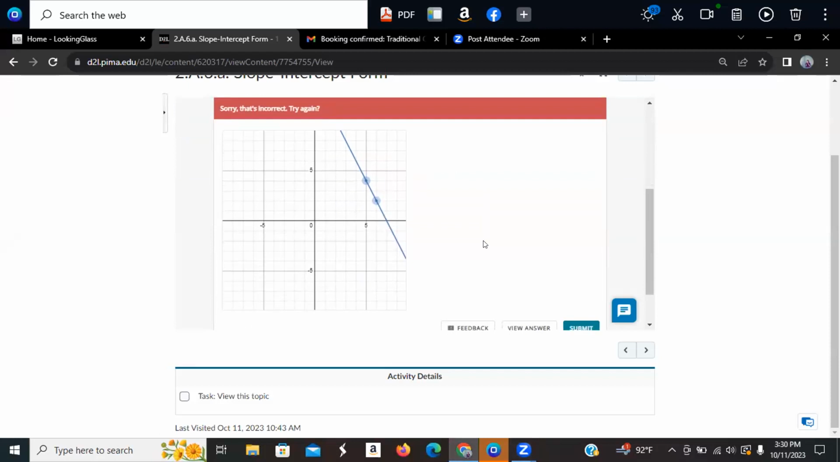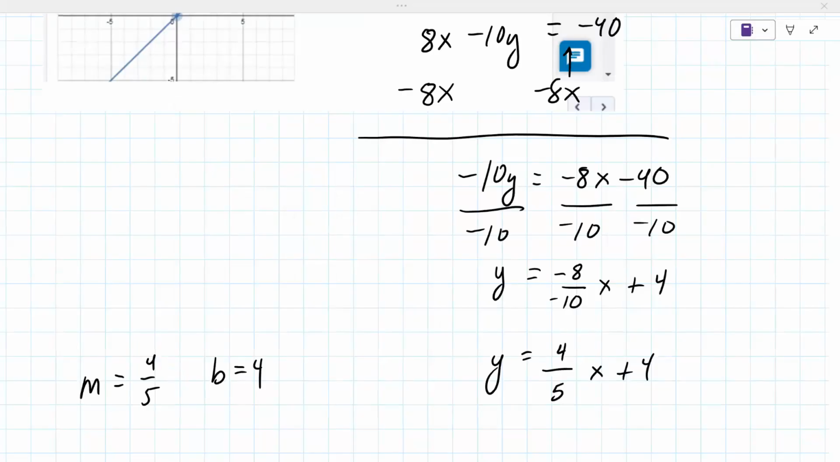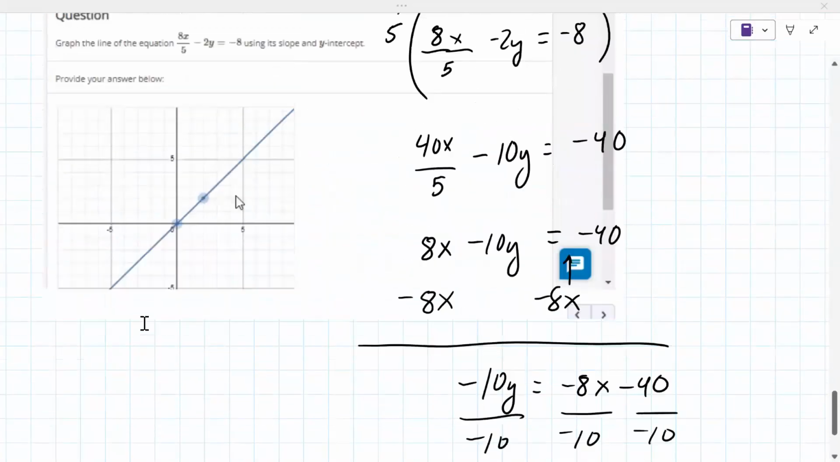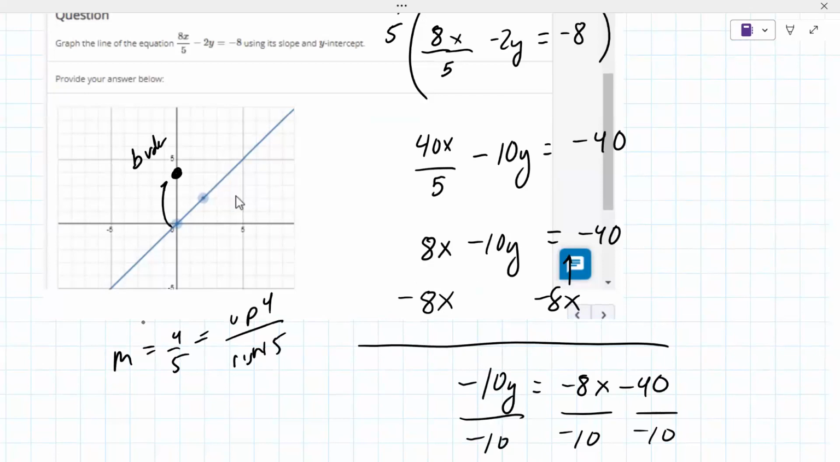Okay, let me go back and share my screen. I guess the video didn't make it clear how to graph it. So you start at the b value of 4. So your first point is right there at 4. Remember, you always go up to the b value. The b value is first. Then you use the slope. The slope is 4/5. You're going up 4 and right 5. So from this point, you're going to go up 4, 1, 2, 3, 4, and then right 5 somewhere there.